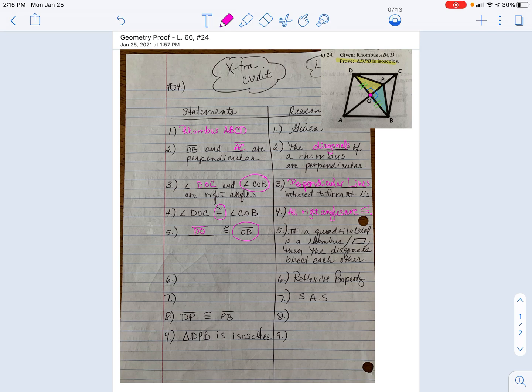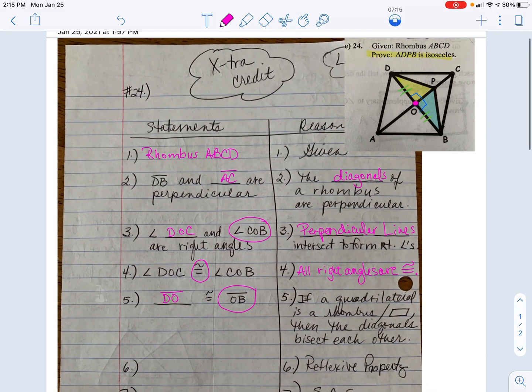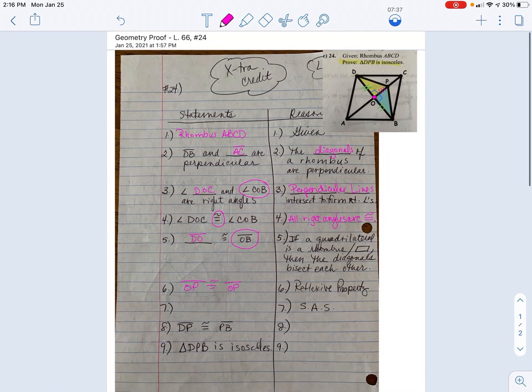Okay, so let's go down here. So reflexive property. What line do each of those triangles share? Looks like this one right here in the middle, right? PO is actually congruent to PO or OP or however you want to state it. OP is congruent to OP because of the reflexive property. Both that yellow triangle and that blue triangle share that side. So it is congruent.